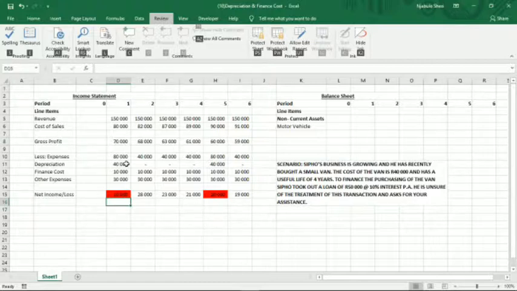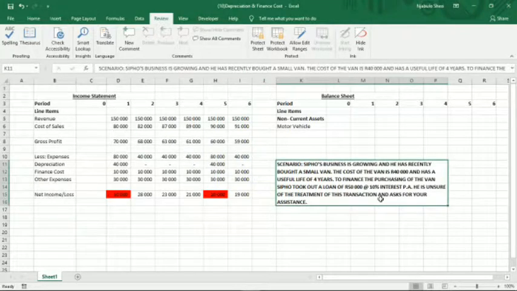Okay, so the first thing that I'm going to do is read this scenario, after which I'm going to explain what's going on here. And then we are going to do a number of calculations over here. And then I'm also going to explain lastly what's going on here. So let's read the scenario first.